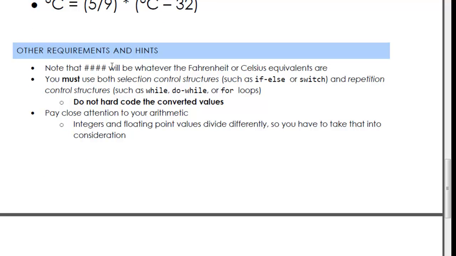You must use both selection control structures, such as if, else, or switch, and repetition control structures, such as while, do while, and for. Do not hard code the converted values. If you do that, you will lose nearly all of your points. Okay. Again, the purpose of this assignment is to be able to use selection control structures and repetition control structures.